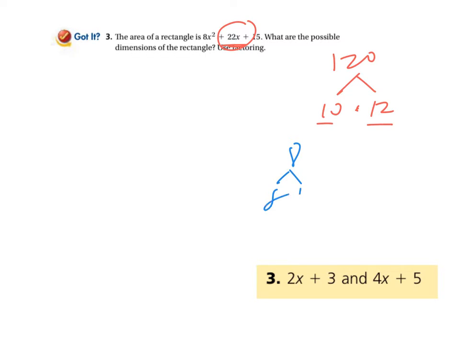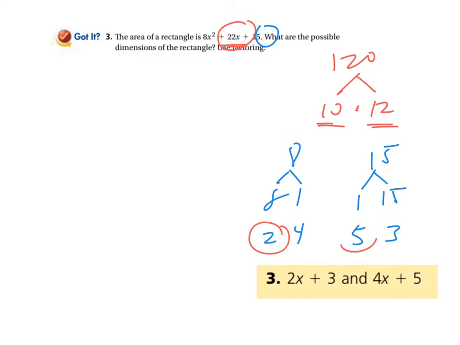Well, I've got 8 and 1, 2 and 4, and the factors of C, which is 15, I've got 1 and 15, and 5 and 3. Maybe we can recognize here that, again, we're shooting for 10 and 12. Well, 2 times 5 is our 10, and 4 times 3 is our 12. There's my 10 and my 12. So you need to make sure those multiply out to create that middle term.